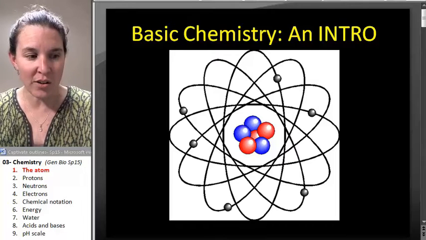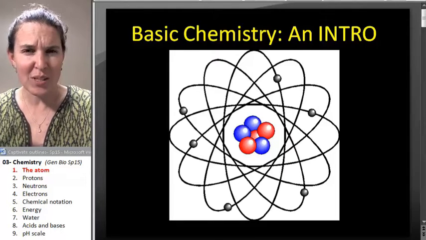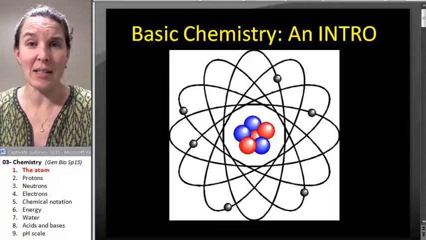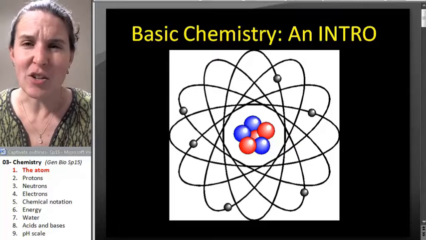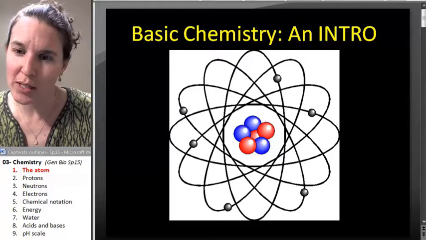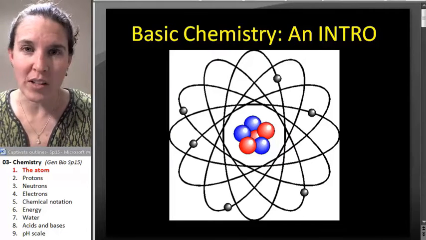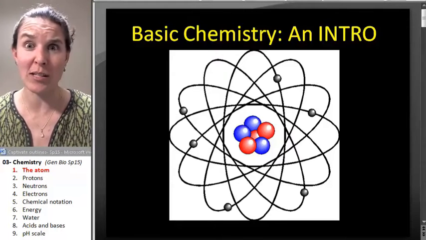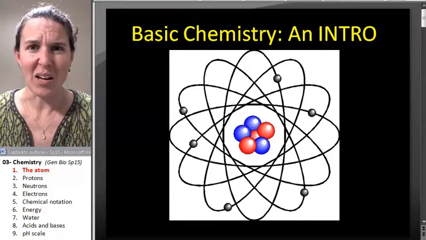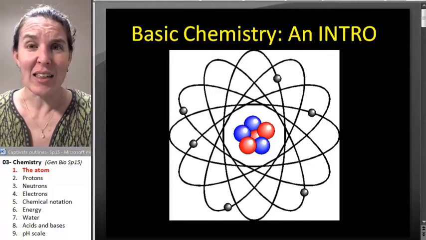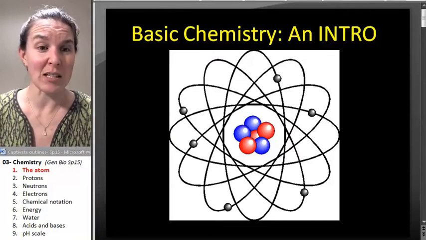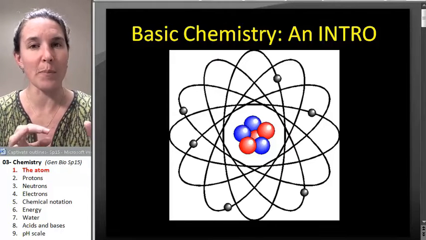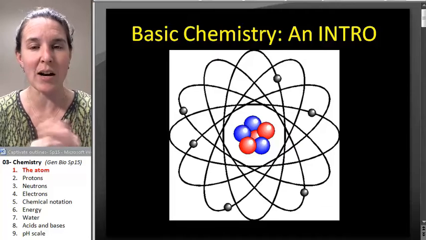Like 602 sextillion hydrogen atoms weigh the same as a paperclip. 602 sextillion, that's not trillion or quadrillion or quintillion. That's sextillion, with like 23 zeros after the 6. They're tiny, and they don't weigh very much because most of them is open space. So we're going to talk about each of the subatomic particles inside our atom.